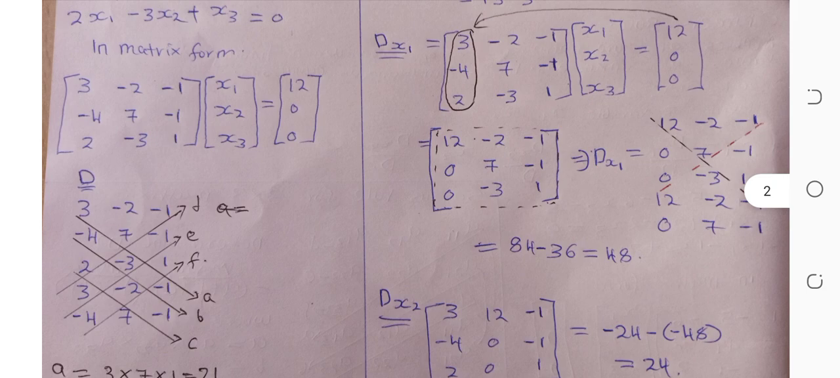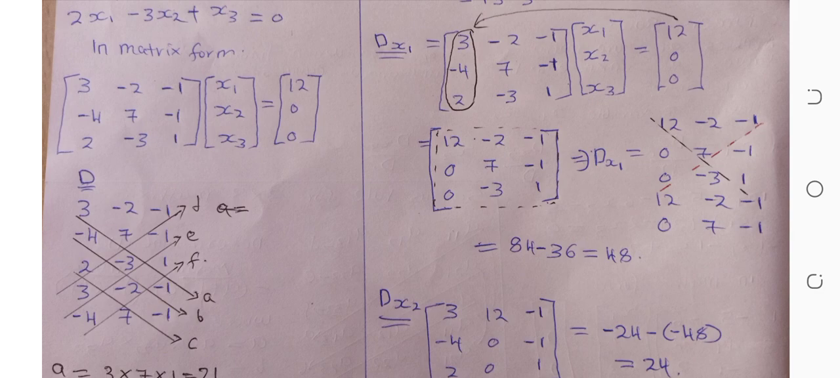As we saw in Sarrus' rule, it will be 3, -2, 1, -2, -1. I'm reading row-wise. So we have -4, 7, -1, 2, -3, and 1. Then we move the first row to be the fourth row, and the second row to be the fifth row.